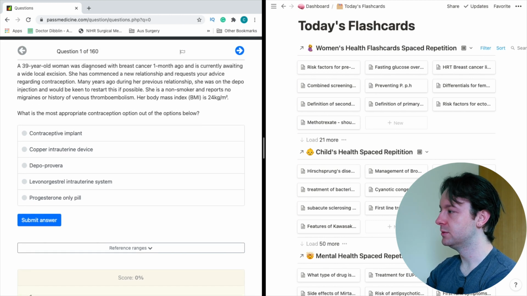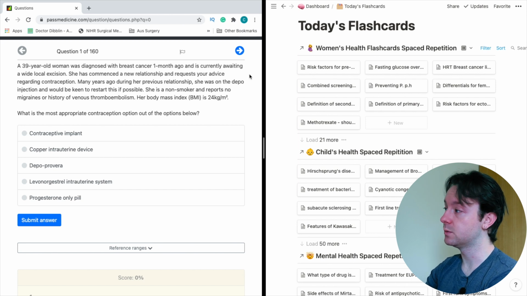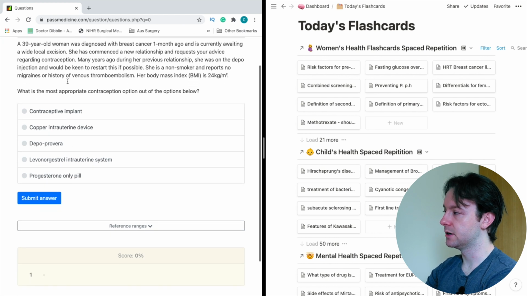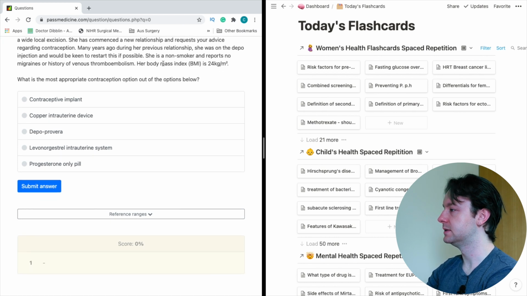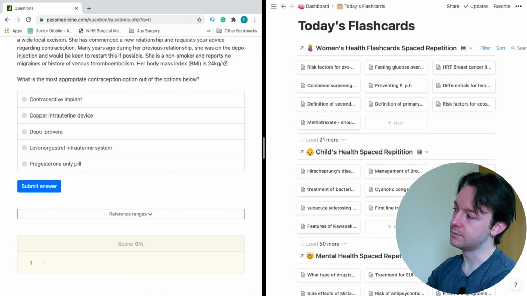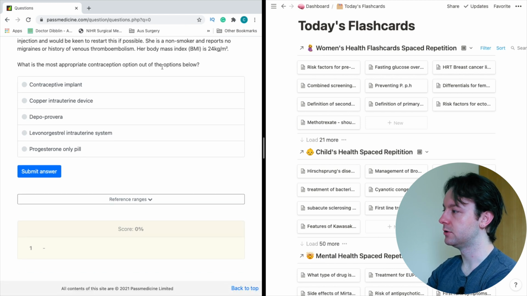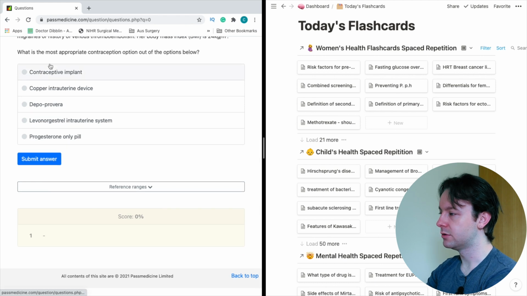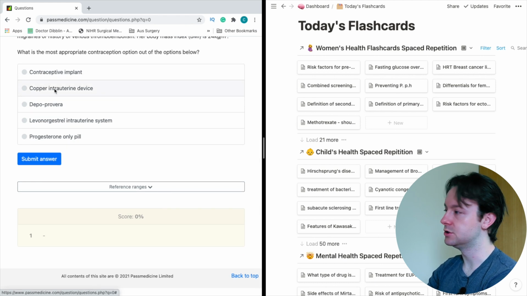So we have a 39-year-old woman who was diagnosed with breast cancer 1 month ago, who's currently awaiting a wide local excision. She's commencing a new relationship and requests your advice regarding contraception. So I know straight away this woman has breast cancer, so she should not be receiving hormonal contraception, particularly estrogen. Well, she's a smoker, doesn't have any migraines, no history of venous thromboembolism, BMI is within the normal range. So what is the most appropriate contraception option? So I would probably say it might be the copper intrauterine device, because that's the one that uses no hormones.